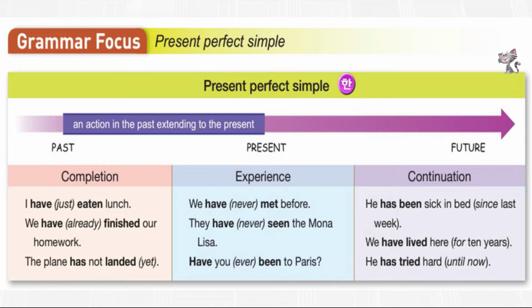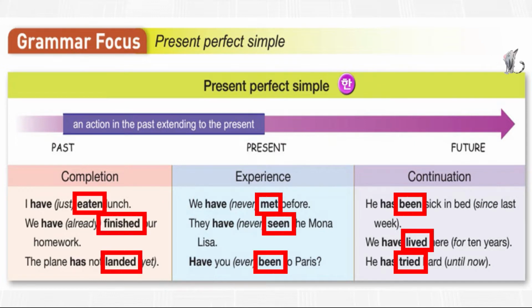All right, grammar focus, present perfect simple. Present perfect simple, an action in the past extending to the present, meaning you started doing it in the past and you continue doing it up to now. So we have the past, the present, and the future using the present form of the verb have. So you notice the use of the word have. So let's break them down. So here we have the past participle. Eaten, finished, landed, met, seen, been. And you can see the use of have in each of the sentences.